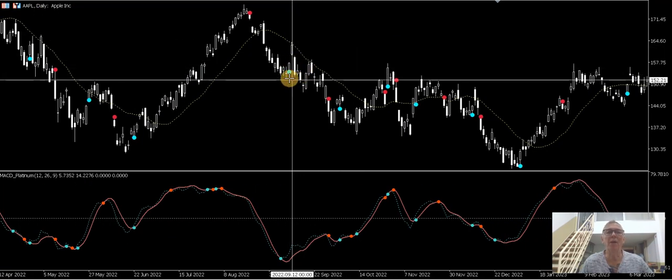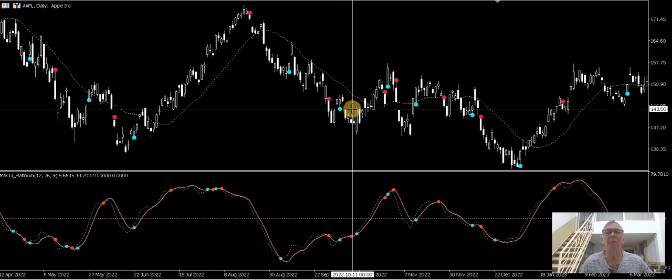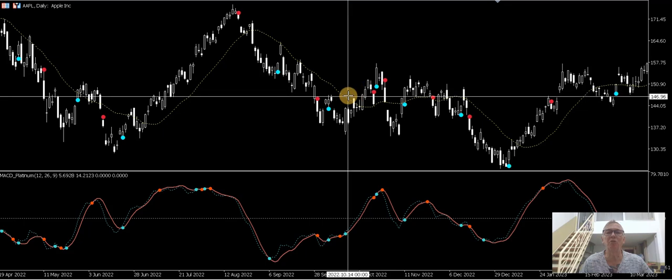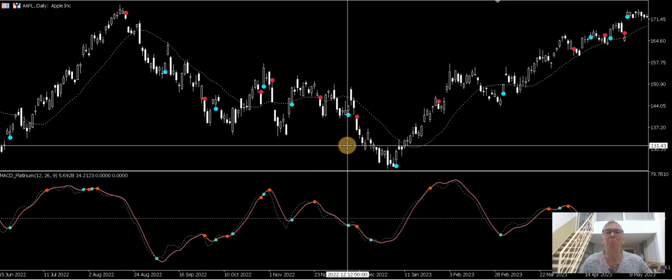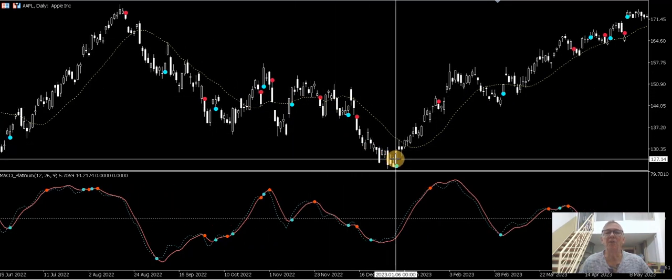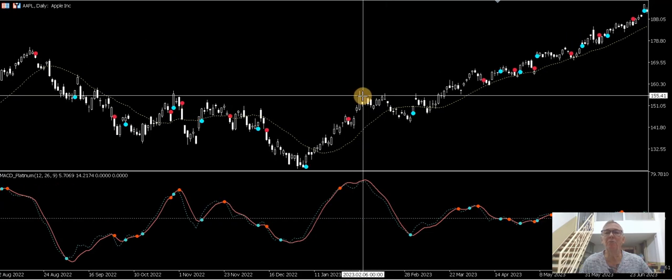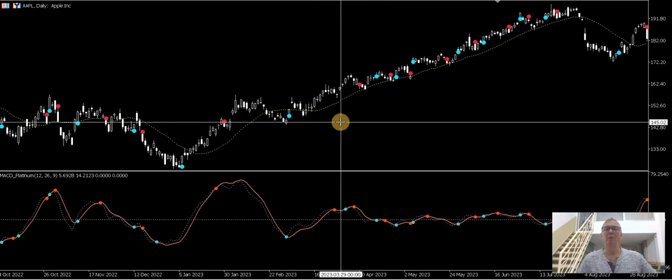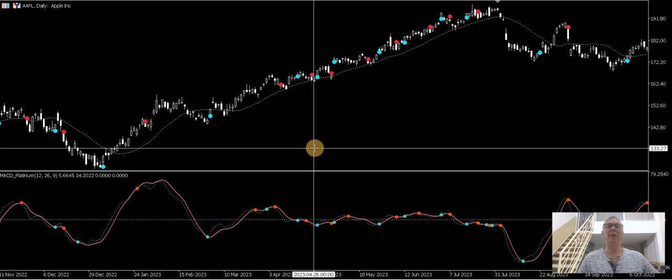Here's another one. Buy here. Buy more here. And you probably get out somewhere up here or start reducing your risk. Buy there. Second buy there. Get out, reduce your risk. So all you're doing is basically buying on retracements, but not just looking for any time there's a pullback.